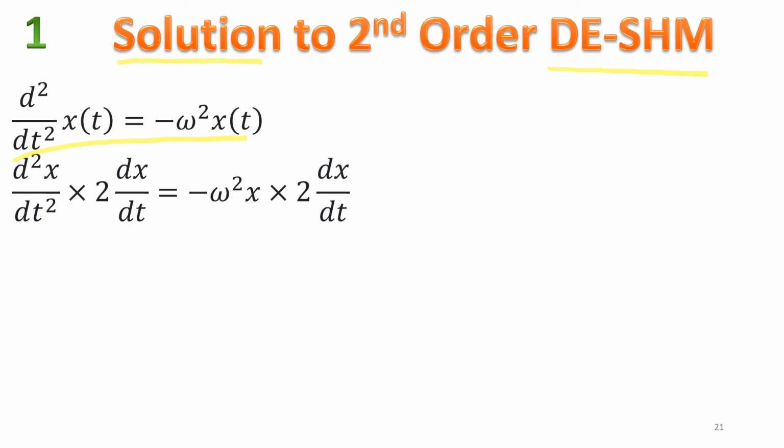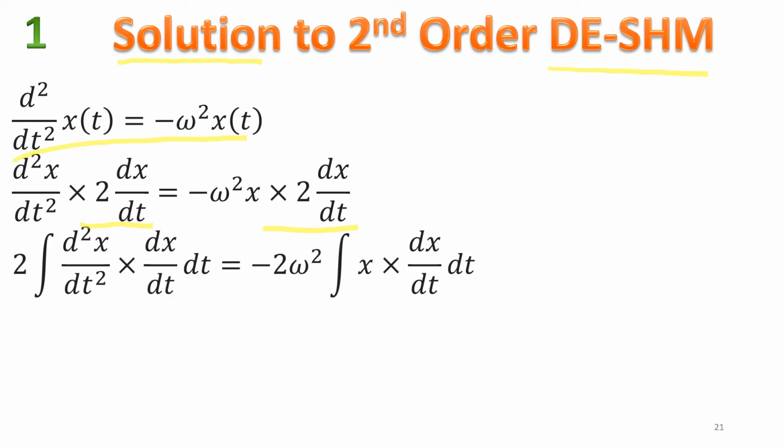Now this d2x by dt square term is written as d2x by dt square times 2 dx by dt, and on the right hand side we have minus omega square x into 2 times dx by dt. What we have done is multiply the equation by 2 dx by dt on both sides. This we are doing for a special purpose, and now we want to integrate this equation.